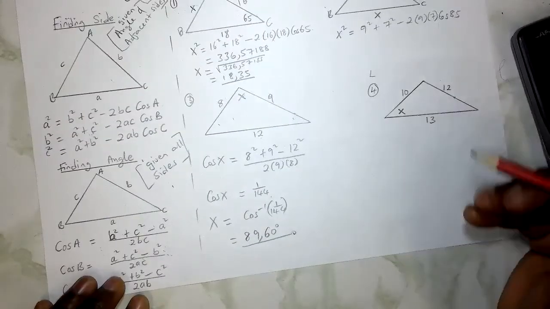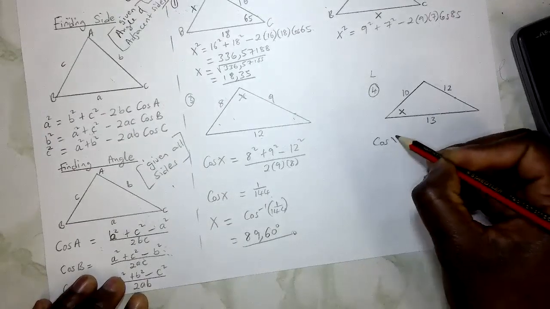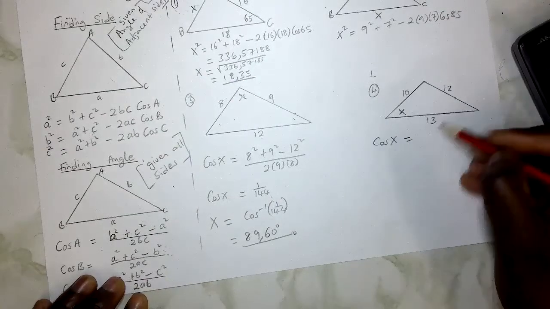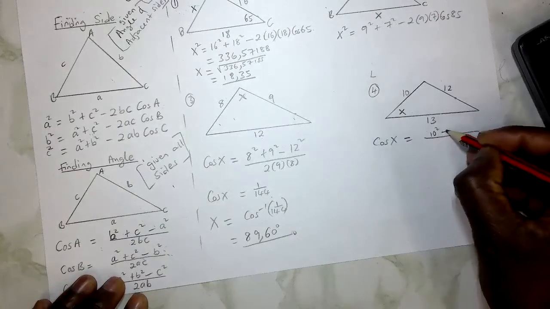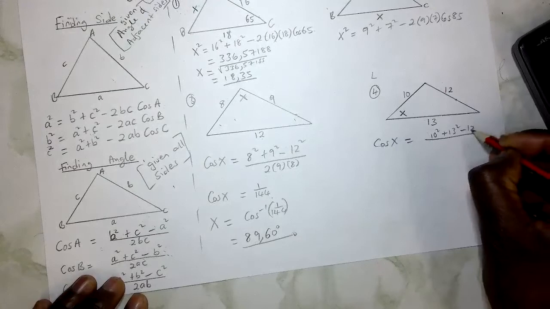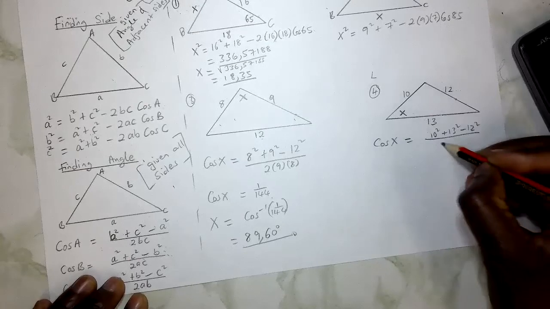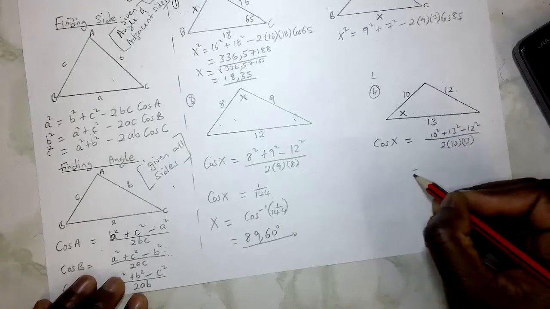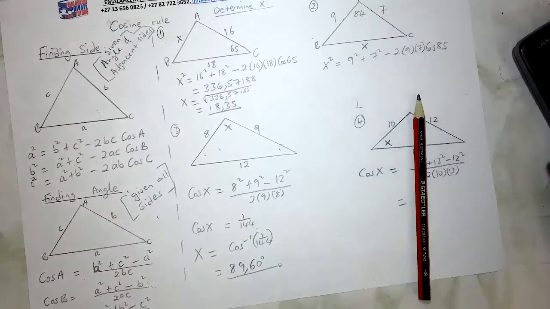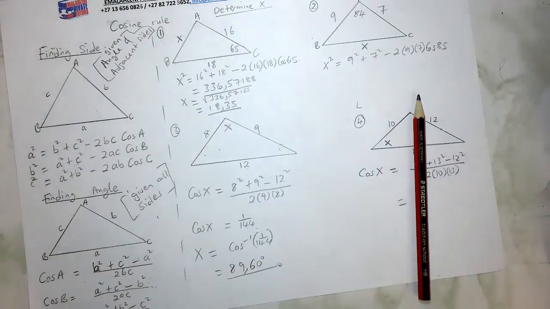So for the next one here, I would love you guys to finish it up. We have got cos x equal to 10 squared plus 13 squared minus 12 squared over, so the opposite one, you're subtracting the one opposite to the angle. This one is 2 times 10 times 13. Then you find your answer there. Okay. I hope these will help you when you are doing Euclidean geometry, and also in trig.